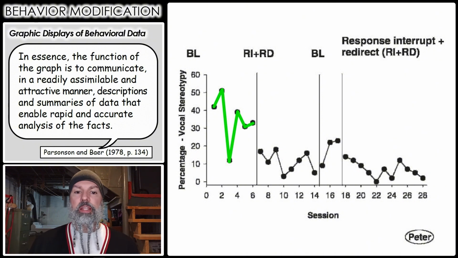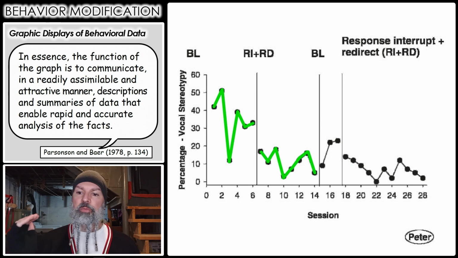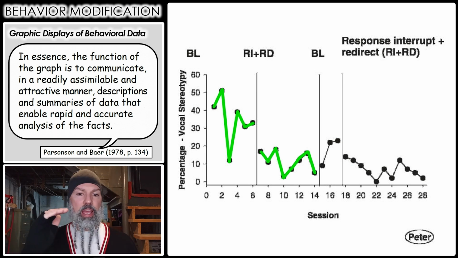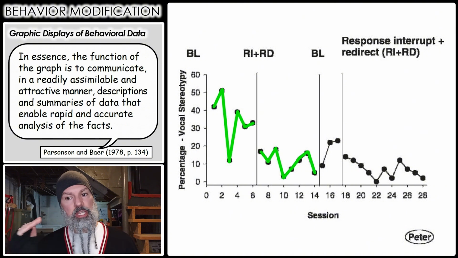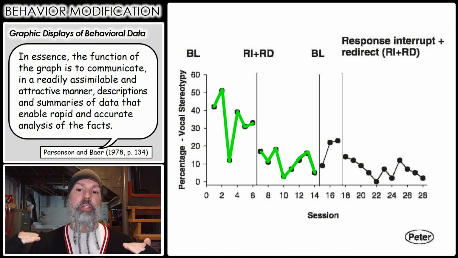So you can see that in that first baseline phase, we have a high level, we have a flat trend. It doesn't look like the behavior is going down at all. And we have a highly variable behavior. But if you take a look at the data path in that treatment phase, that response interrupt and redirect phase, we have a much lower level of the behavior. We have a downward trend where the behavior seems to be decreasing, and we have far less variability in the amount of vocal stereotypy for this behavior.